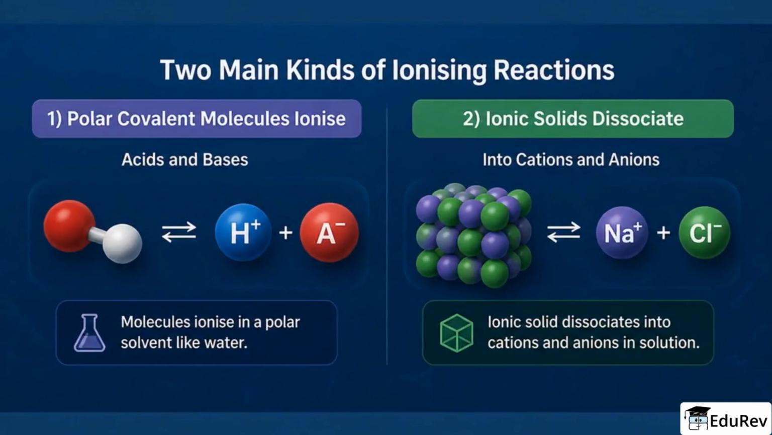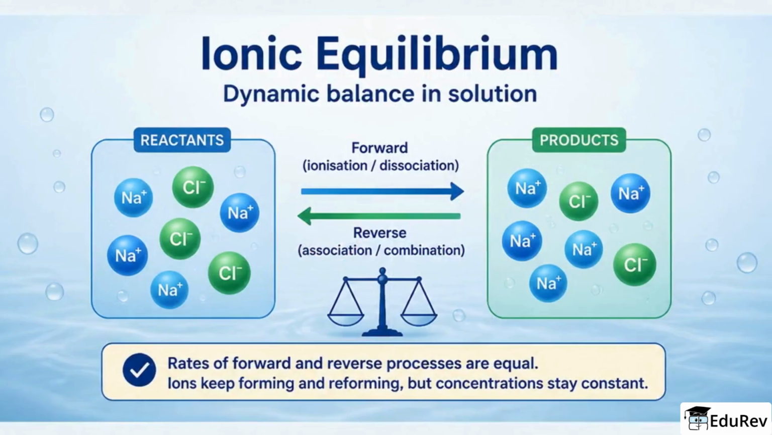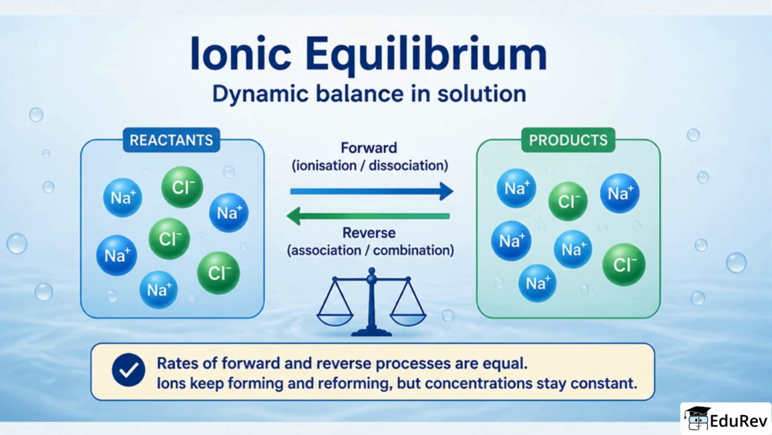There are two main kinds of ionizing reactions. One, where polar covalent molecules ionize, like acids and bases, and another where ionic solids dissociate into cations and anions. At equilibrium, reactants and products coexist, and the rates of the forward and reverse processes are equal. So nothing stops changing, but net concentrations stay steady.